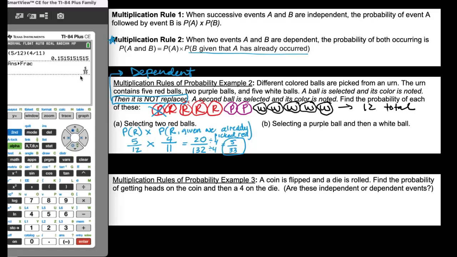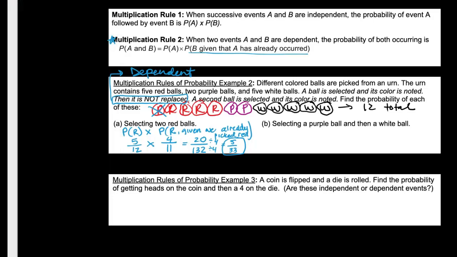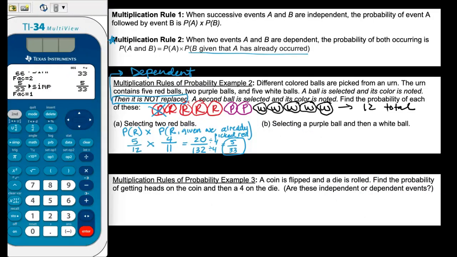Okay, so let's look at the second question. This one, we're doing the probability of selecting a purple ball and then a white ball. So I'm just going to write probability of purple times the probability of white. And if you want to write out given that purple already occurred, you can. I'm just going to keep that in my mind as I'm doing this. And the other thing I want to do is erase this X here because that was from the first problem.